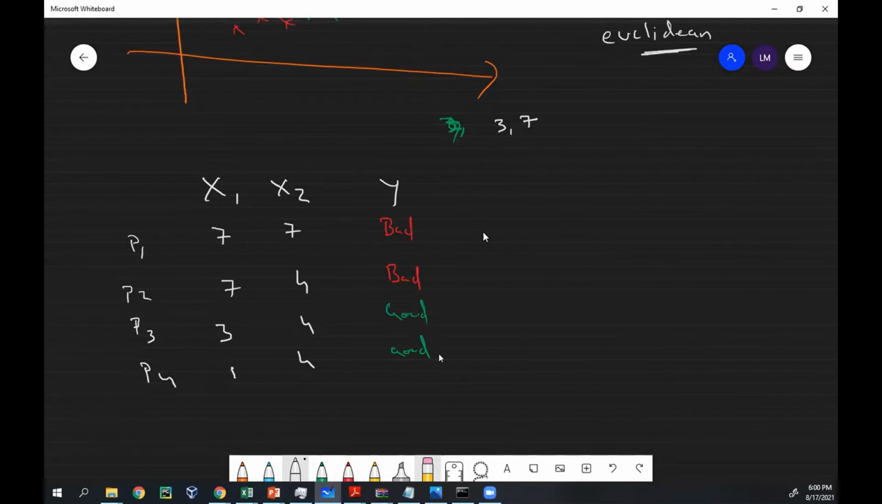The point is 3,7. What we are going to do is find the distance here. So what is the distance now? 7 minus 3 the whole square plus 7 minus 7 the whole square. That is 0. So 7 minus 3 squared is 4 squared, that is 16. So root 16 is nothing but 4.